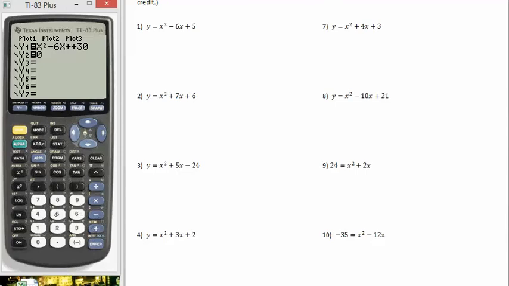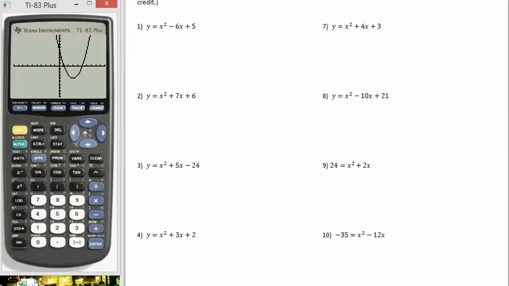I would also like you to be able to do them by hand, but just like we've been working on the equations, as long as you can do them on the calculator, you'll be okay. But if you want to be really good at this, you've got to be able to do it by hand as well. So let's see what this does. So we've got our graph, and we can see that our solutions are at x equals 1 and x equals 5.